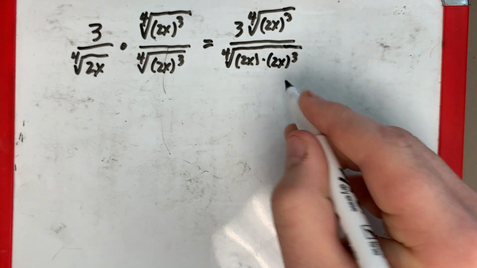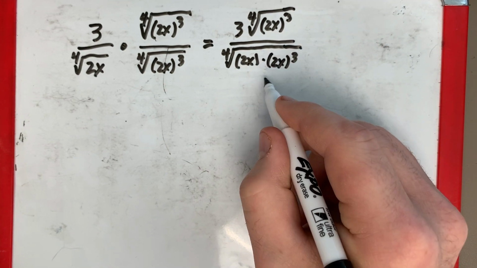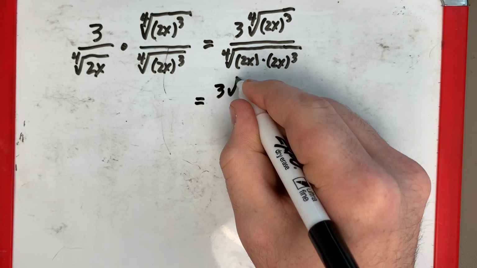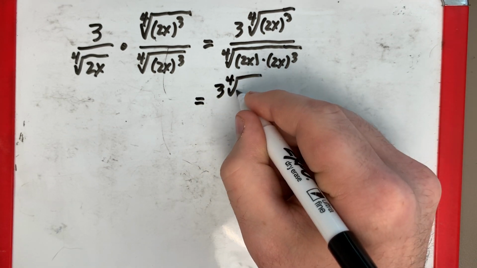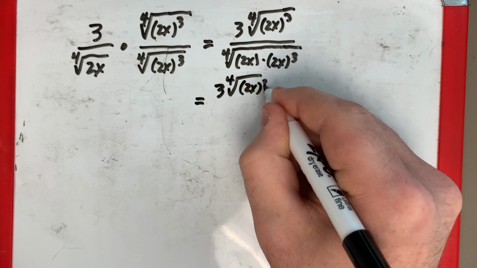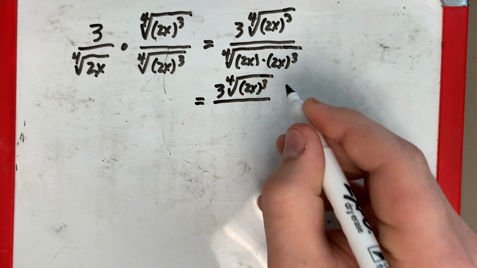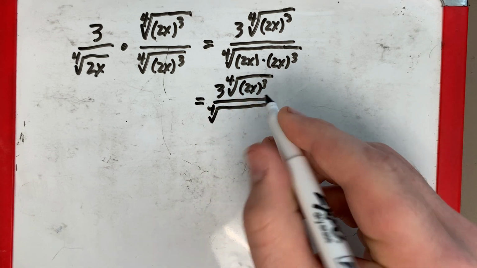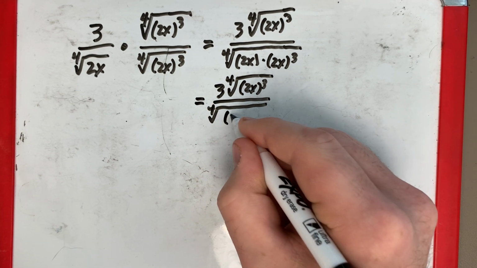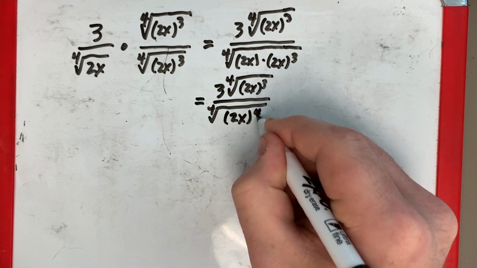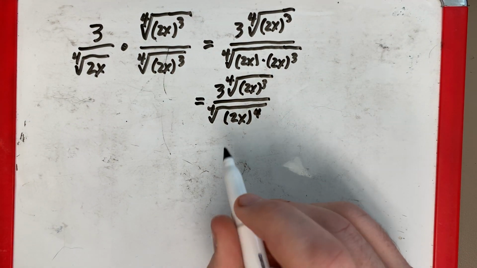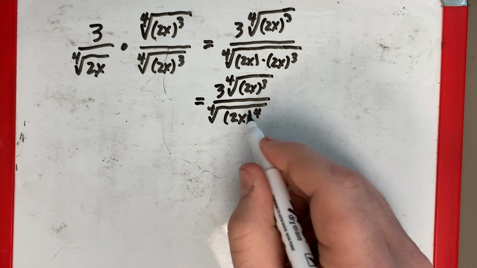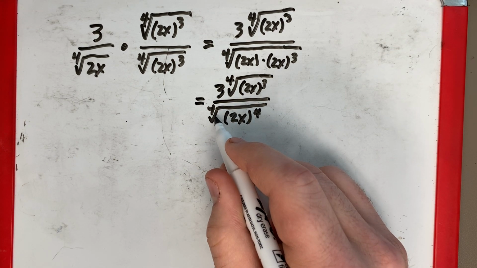So how many 2x's do I have in this case? The answer would be 4. Doing that, rewriting that, I basically copy-paste the numerator here. In the denominator, I have the 4th root of 2x quantity to the 4th power, okay? Because I have 4 of them in total. So now I have a 4th power of something and a 4th root.